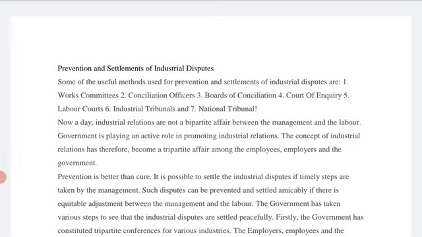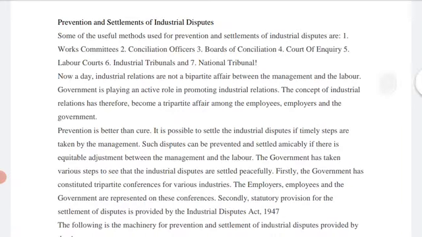You can settle it down by discussing, by conversating, by communicating, or else there are certain other ways through which you can control such type of things. Okay, see, it is possible to settle industrial disputes if timely steps are taken. Yes, surely. Okay, means if you do certain things in time, you can be saved from conflict. Okay, what is it then? There are different measures.